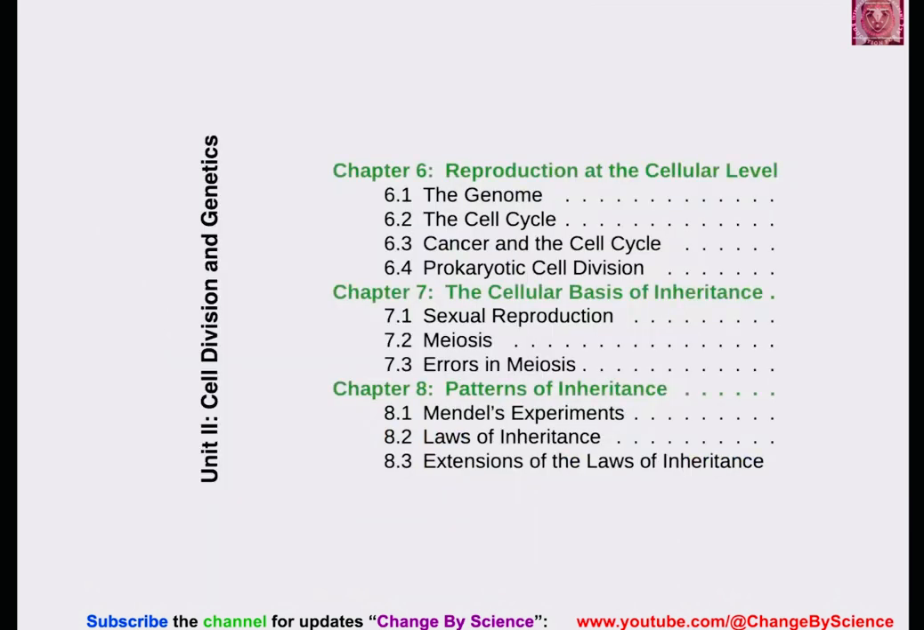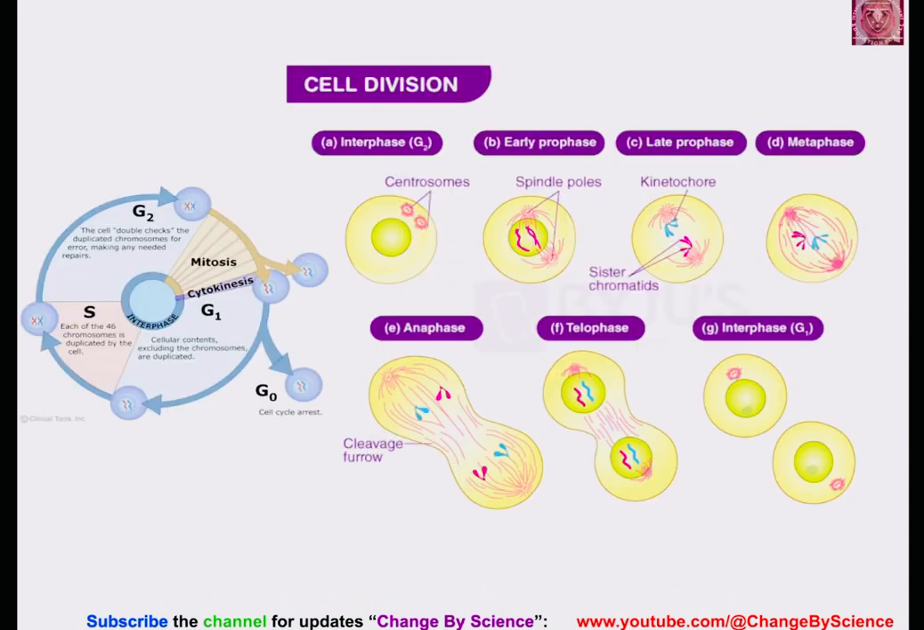And the other chapters in the first unit are reproduction at the cellular level, the cellular basis of inheritance, patterns of inheritance. Then in cell division, you can see the different phases of cell division. For example, here you can see interphase, early prophase, prophase, metaphase, anaphase, telophase, and again back to interphase, that is G1. So in general, you hear about the G1, S and G2 phases in interphase.